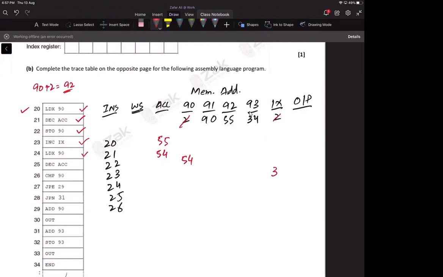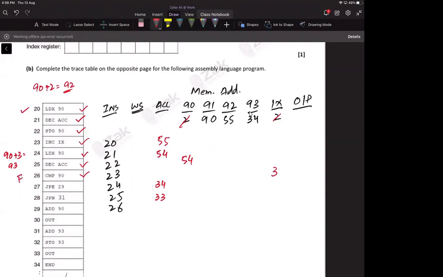At 24, it says LDX 90. So 90 plus index register, which is now 3, so this has become 93. At 93, it is 34. At instruction 24, the accumulator will become 34. Instruction 25, decrease the accumulator, so it would become 33, and compare with 90. 90 has got 54 in it. Compare with 90, and what we have got in the accumulator is 33. So this comparison is false.